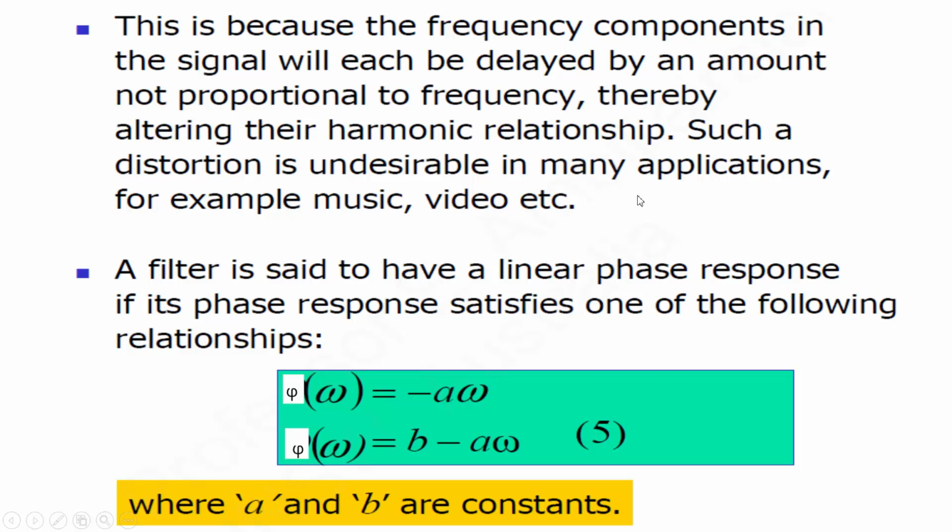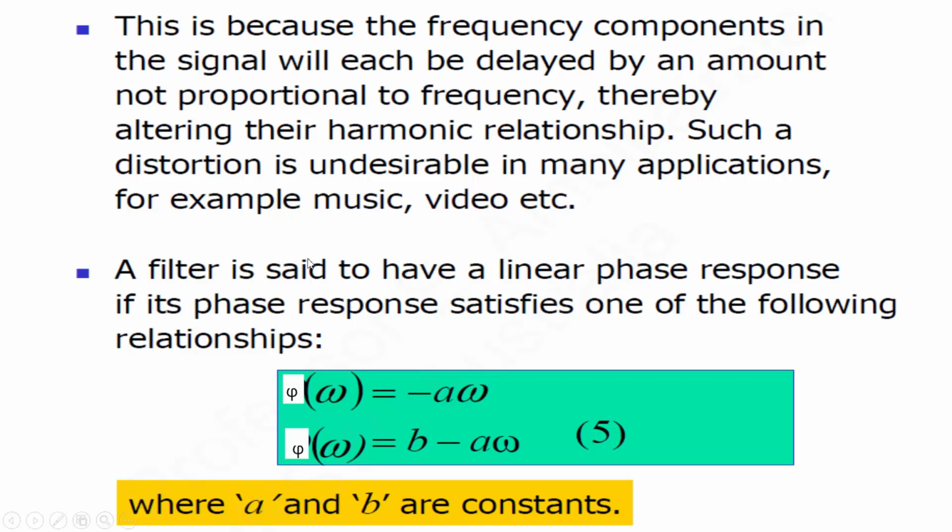Such a distortion is undesirable in many applications, for example, a music signal or a video signal. In a speech signal, there is no major problem of phase distortion, because our ears are not perceptive to phase distortion. But in the case of music and video signals, high quality output is required. So therefore, the filters are required to be linear in that case.